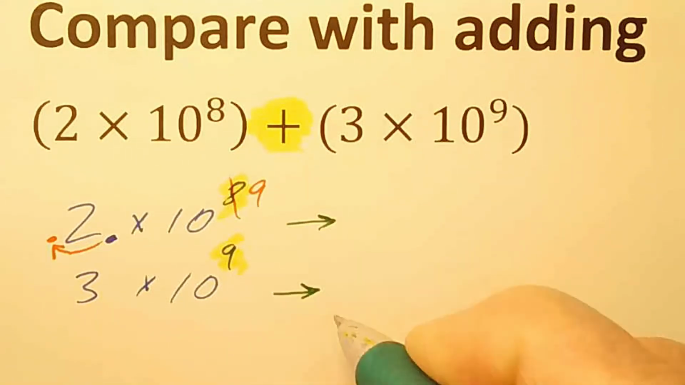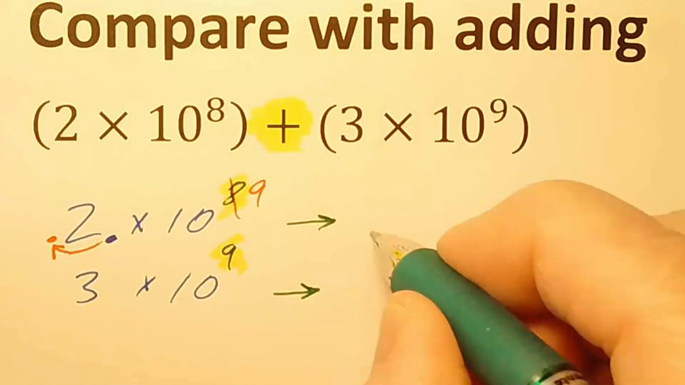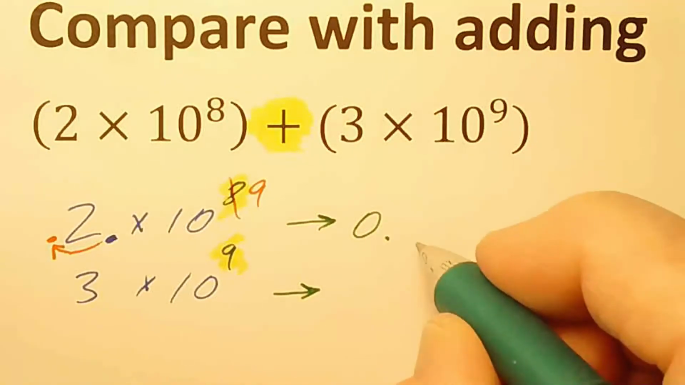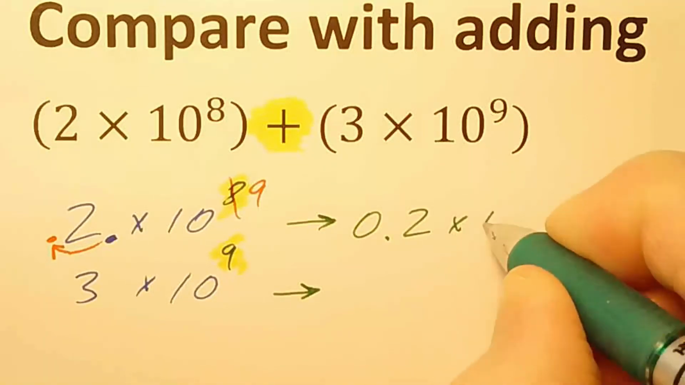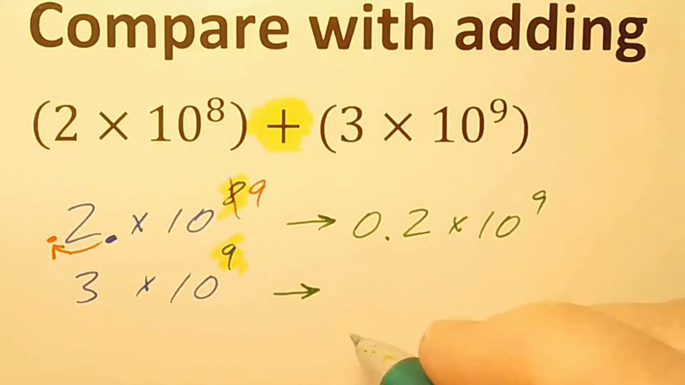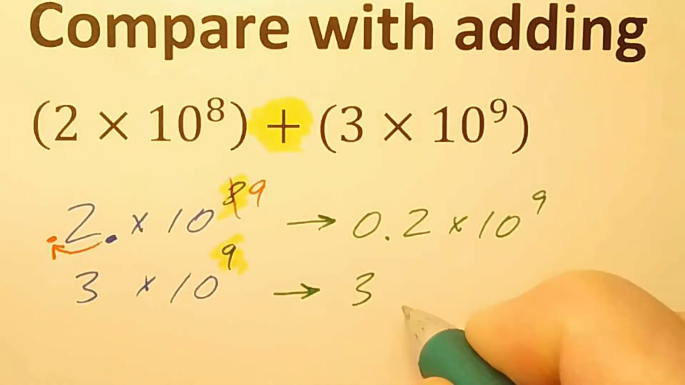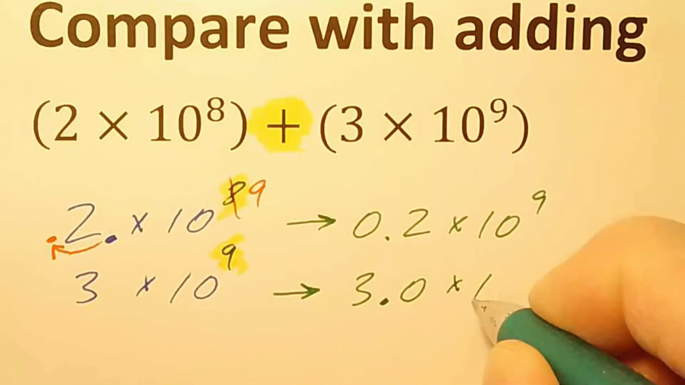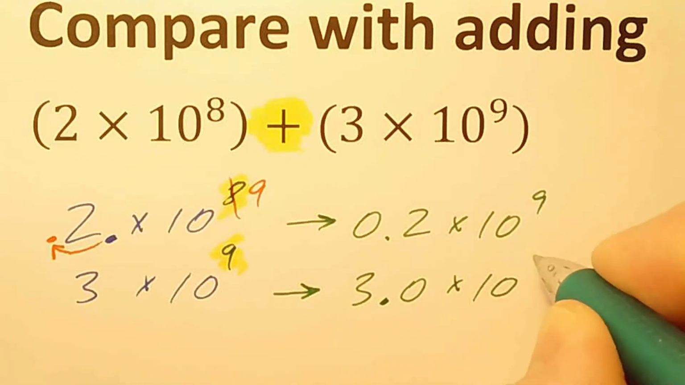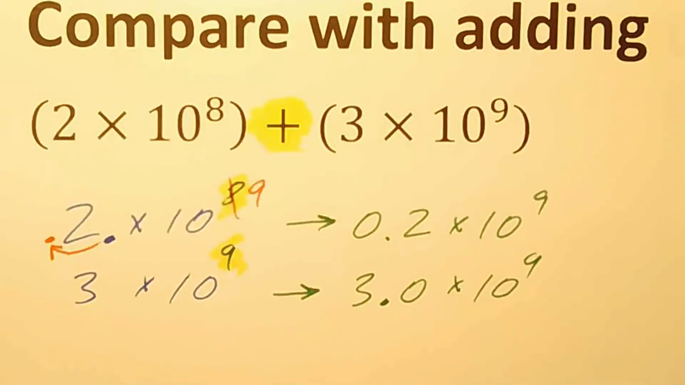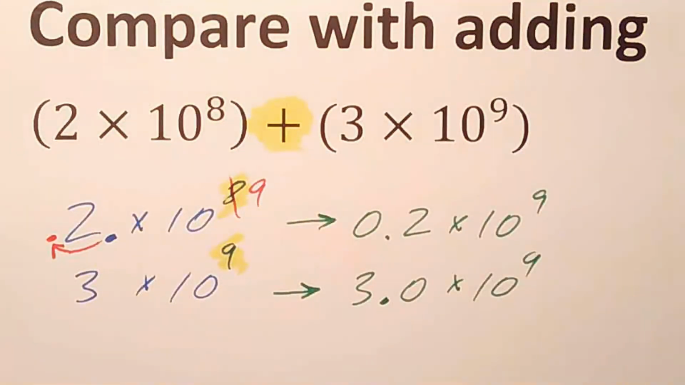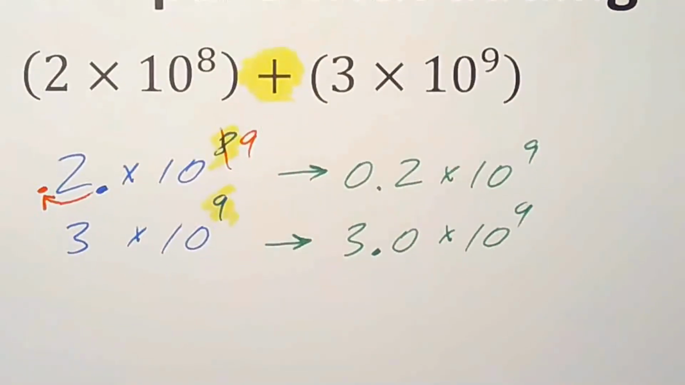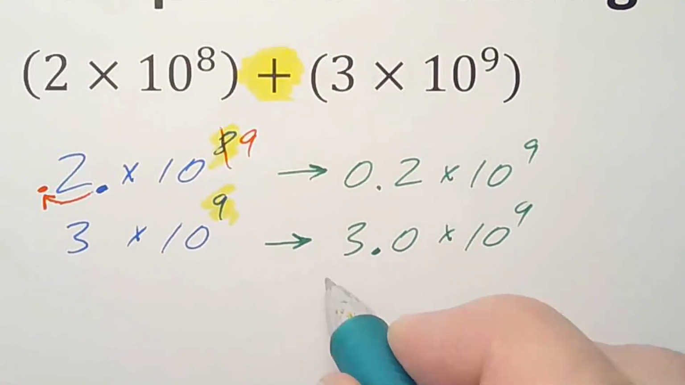Cleaning that up. Okay, so I've got 0.2 times 10 to the 9th and 3. Now, if you want, you can write out that that's 3.0, just to make it really obvious, times 10 to the 9th. Now I need to pull down a little bit so I have some room here, and we're just going to add them up.